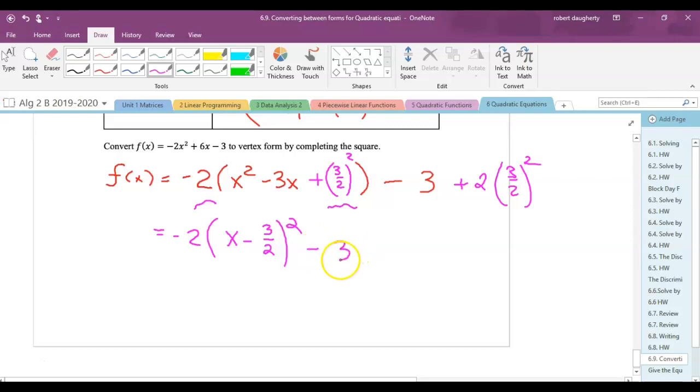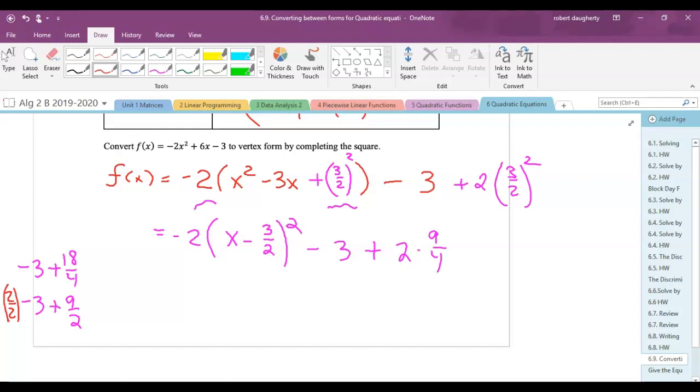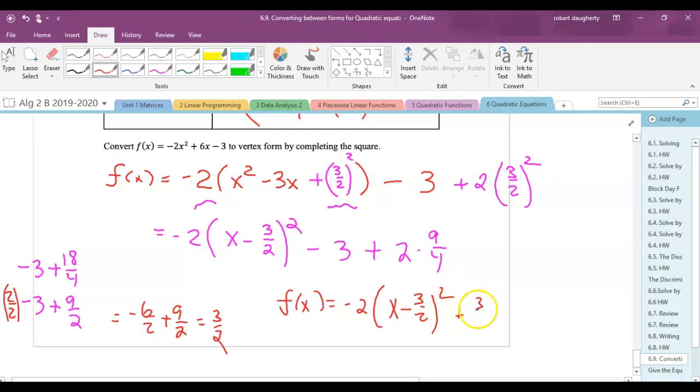So this is -3 plus 2 times 9/4. Okay. So I can work on that. What is -3? That's going to be plus 18 over 4. Right? So that's -3 plus 9 over 2. I'm just adding fractions, right? Okay. So this is, guys, this is going to be what? -6 over 2 plus 9 over 2. What's that? It's 3/2. Okay. So this final answer is f of x equal -2 times x minus 3/2 squared plus 3/2.